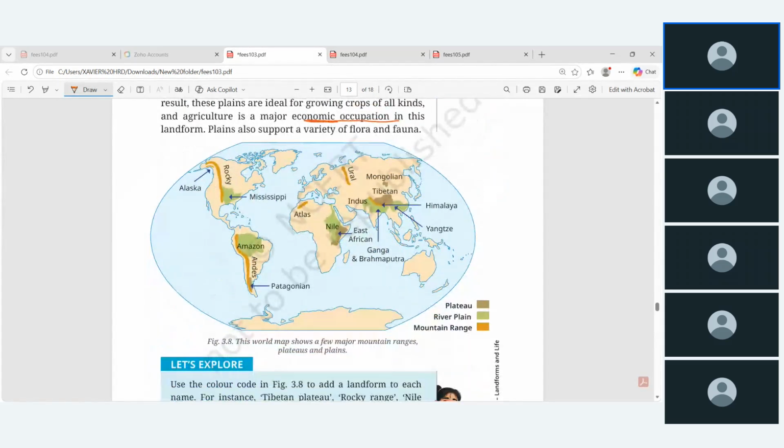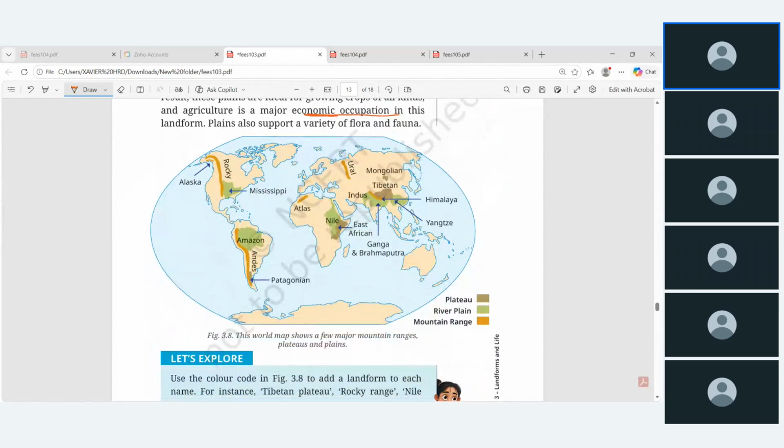And you look at the diagram here. Here the plateaus are in the brown color. So many plateaus are there, but only 2 or 3 plateaus they have mentioned. One is the Tibetan plateau and the Mongolian plateau, then East African plateau, then Patagonian plateau. Okay, is in South America. So idella thanithaniya note paniko. And river plains: the Mississippi River Plain, Amazon River Plain, the Nile River Plain, and the Ganges River Plain, and the Yangtze River Plain, the Brahmaputra range in China.